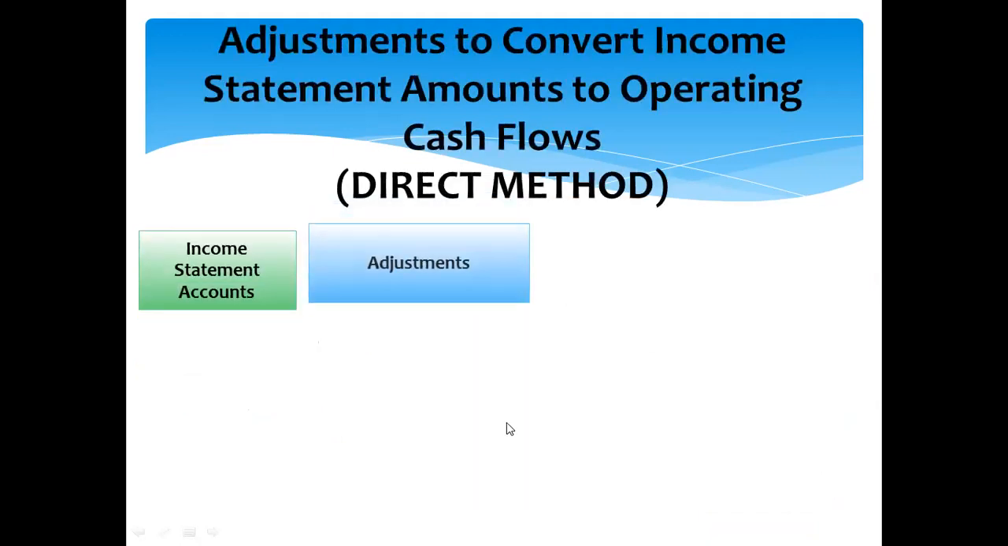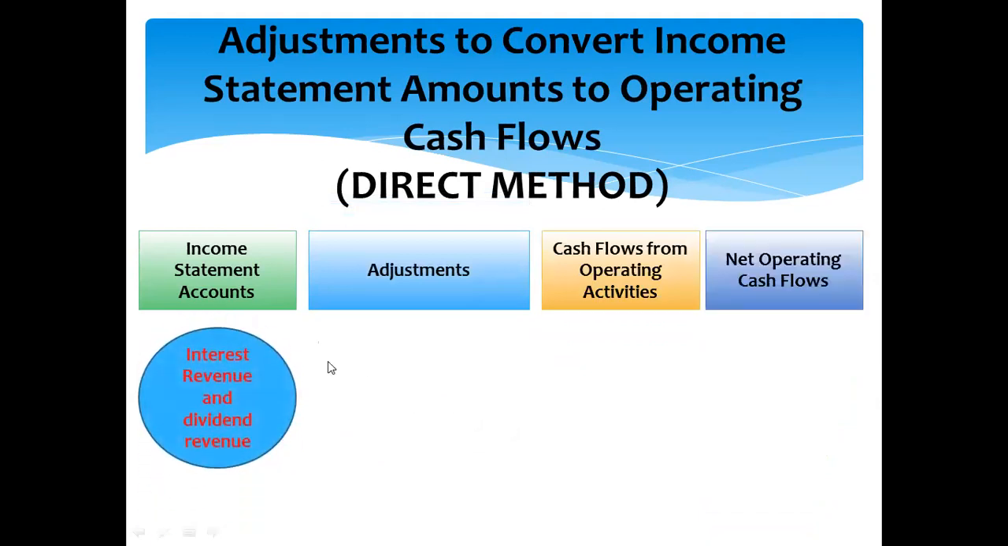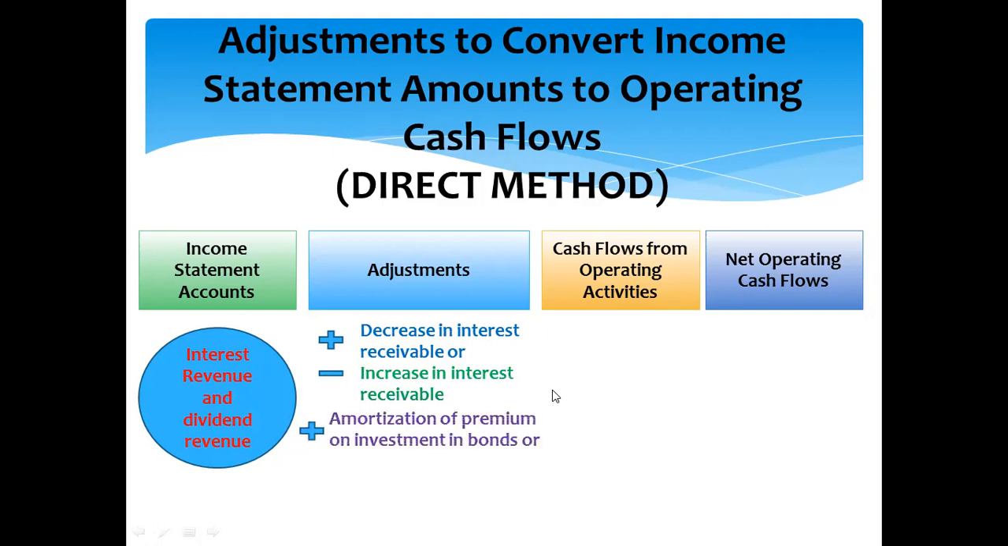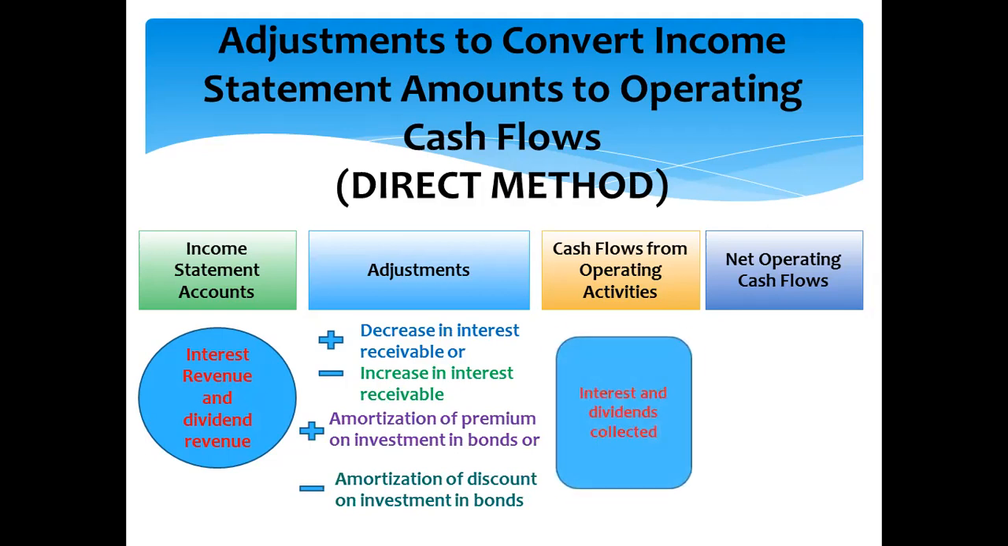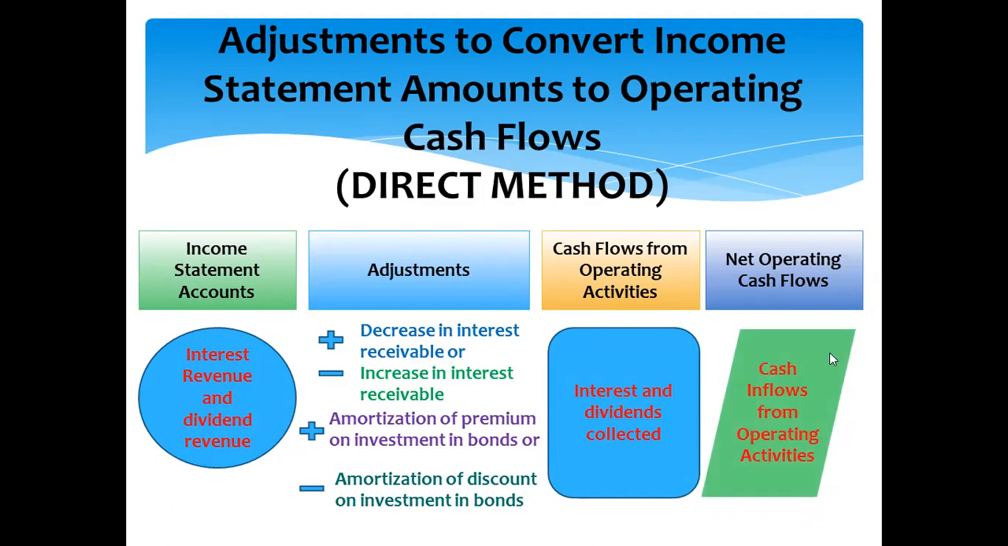Okay. Another income statement account is the interest revenue and dividend revenue. So you add if there's a decrease in interest receivable, or deduct if there's an increase in interest receivable. Add if there's an amortization of premium on investment in bonds, or deduct if there's amortization of discount on investment in bonds. Okay, so that's interest and dividends collected, and that's cash inflows from operating activities.